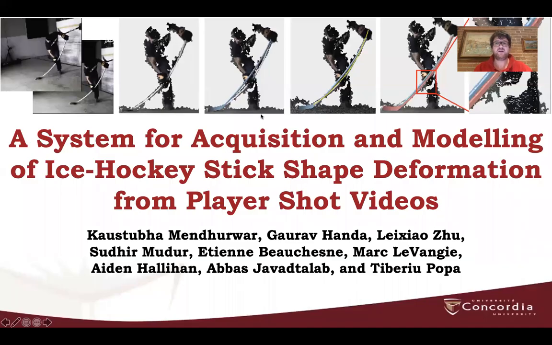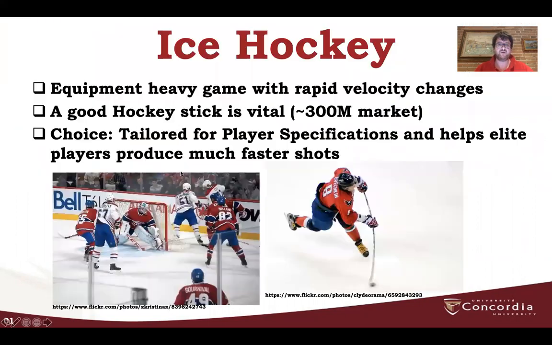Hello, everyone. In this work, we propose a low-cost portable system for acquisition and modeling of ice hockey stick shape deformation from player short videos. Ice hockey is a high-paced, equipment-heavy game. The hockey stick market is almost $300 million alone. A perfect hockey stick is vital for a player's success.